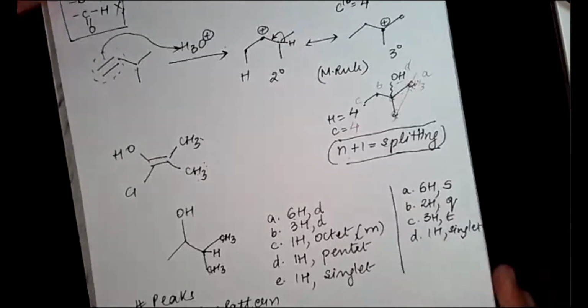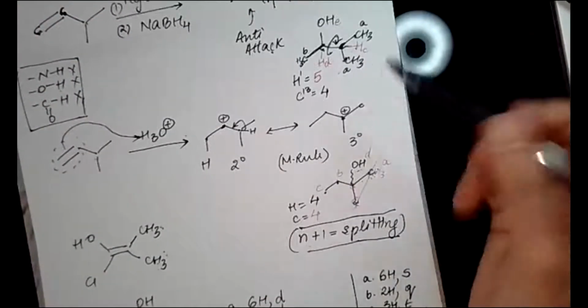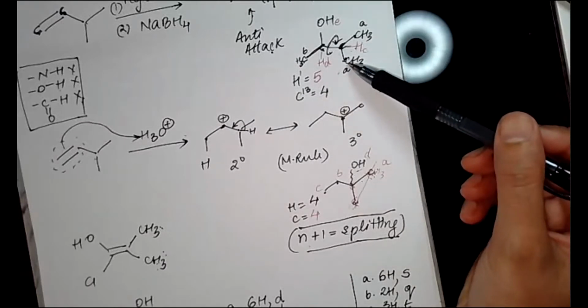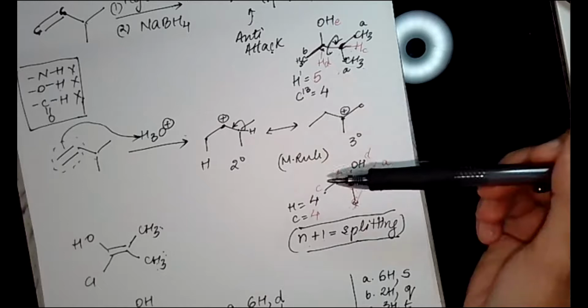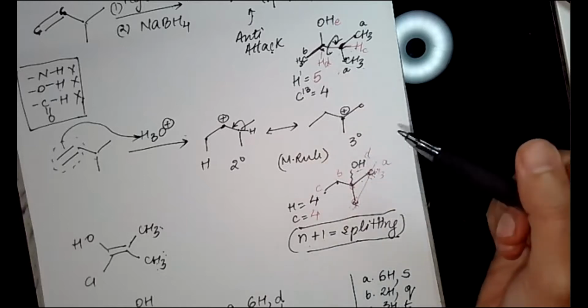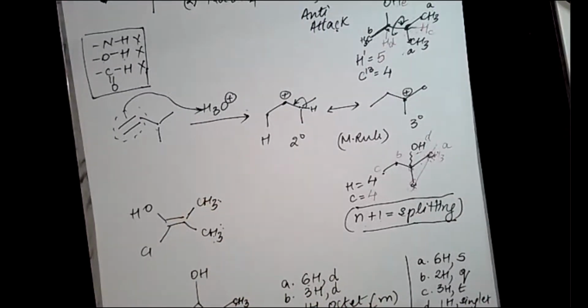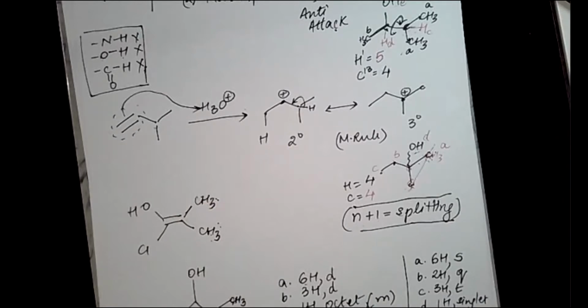Okay, so you should be able to figure out your number of peaks. You should be able to figure out your splitting patterns, and you must also be able to guesstimate, or make an educated guess, of where the chemical shift values of these will appear. So for that, you will have to look at your NMR handout.